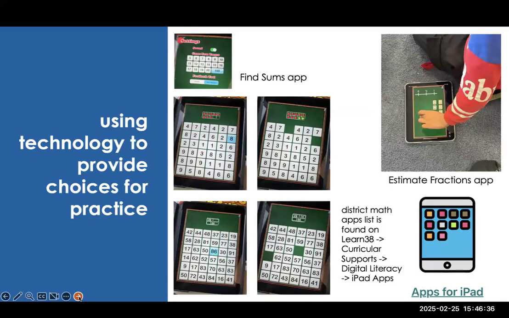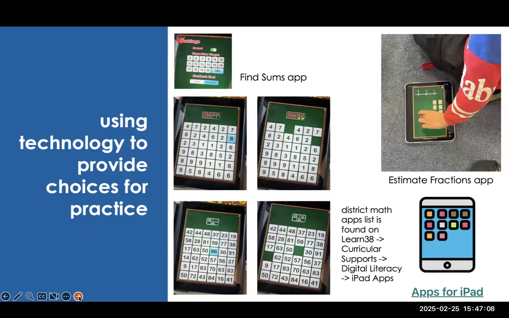Again, choice for practice can take all sorts of different forms. One of the things that I often do during math workshop is I might have 4 to 5 or 6 iPads that are locked on the app that I have chosen. So for example, here I've chosen the Find Sums app. And so the children are practicing addition complements, but they're choosing their number range and they're also choosing the visual support that they want. So this is that sort of UDLing using the apps that we have available.